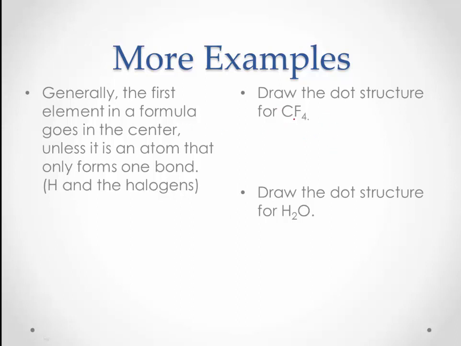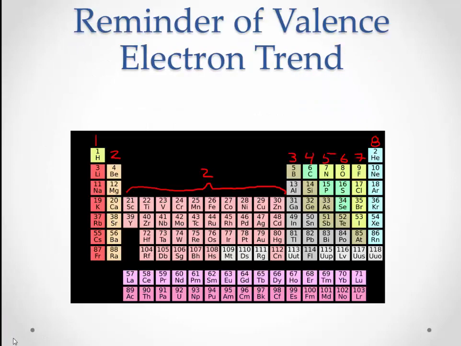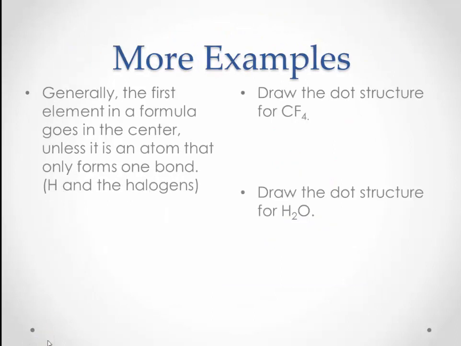So here's CF4. Remember, our first step is always to figure out how many electrons we have. If we look at our periodic table, carbon is right here, has 4 valence electrons, and fluorine is right here, it has 7. So if we add all that up, we've got 4 for carbon, plus 4 times 7, that's 28. So 28 plus 4 means we have 32 electrons that we're going to need to use in this dot structure. So we start by joining everything with single bonds.